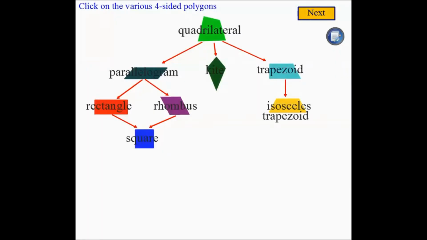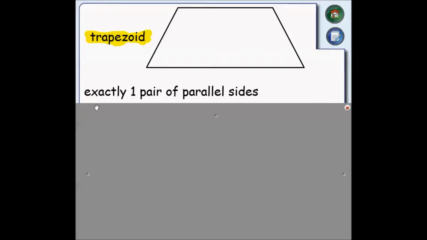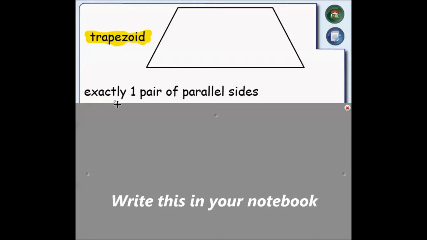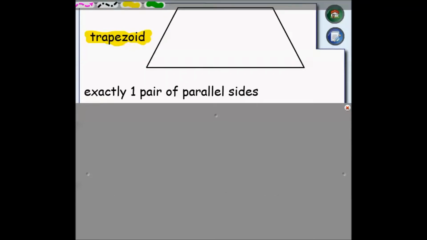A trapezoid is, by definition, a quadrilateral with exactly one pair of parallel sides. And so the main thing here is that it has exactly one pair of parallel sides. So it doesn't have 0, and it doesn't have 2, but it must have exactly 1. If it has 0 or 2, then that means it's not a trapezoid.